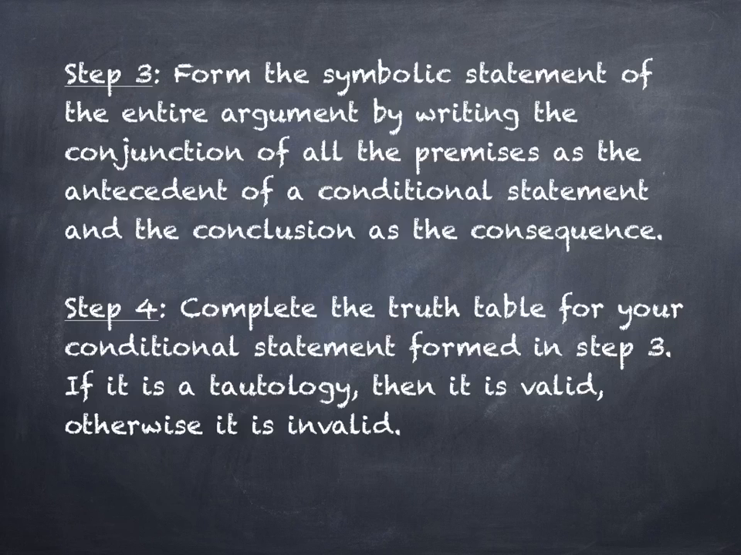And then step 4 says you're going to do a truth table for all of it. And you're going to look at the final column of your truth table. And if the final column says all T's, what did we call that in the last section? A tautology. So if the final column is a tautology, then the argument is valid. If there's any false value in that last column of your truth table, then the argument is invalid.